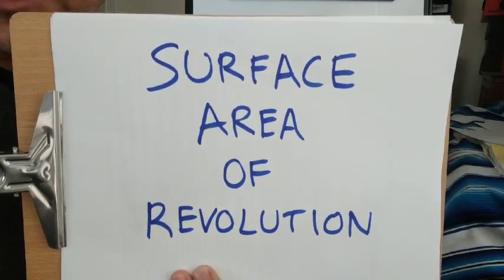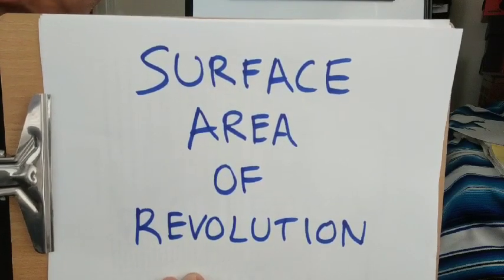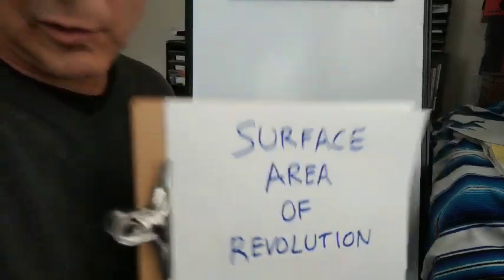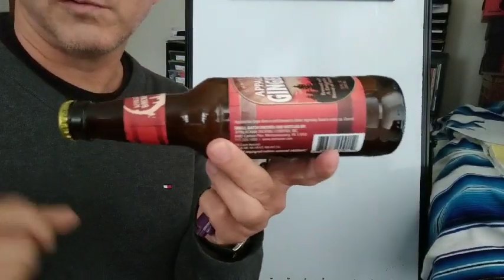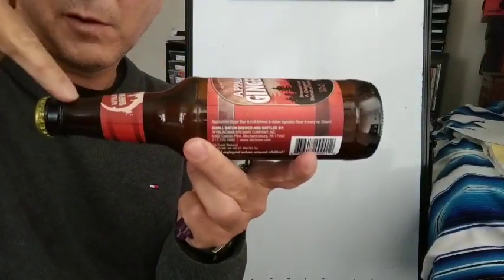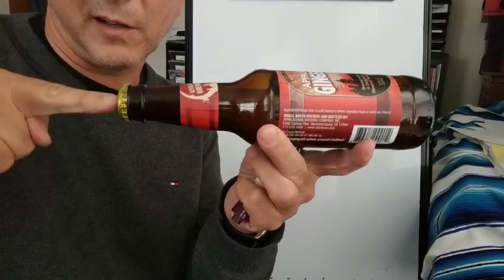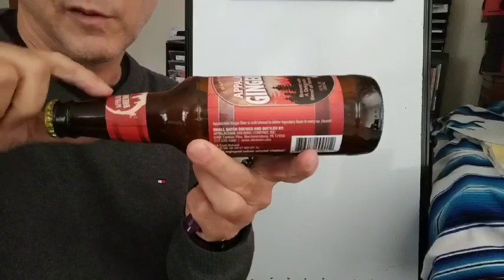Closely related to integrals that give us the arc length of a curve are integrals that give us the surface area of an object, as long as that object comes from rotating something around an axis. For instance, if we look at this bottle, we can think of this as a curve rotated around the x-axis, which is going right through here. And we can use integrals to find the surface area of the bottle.